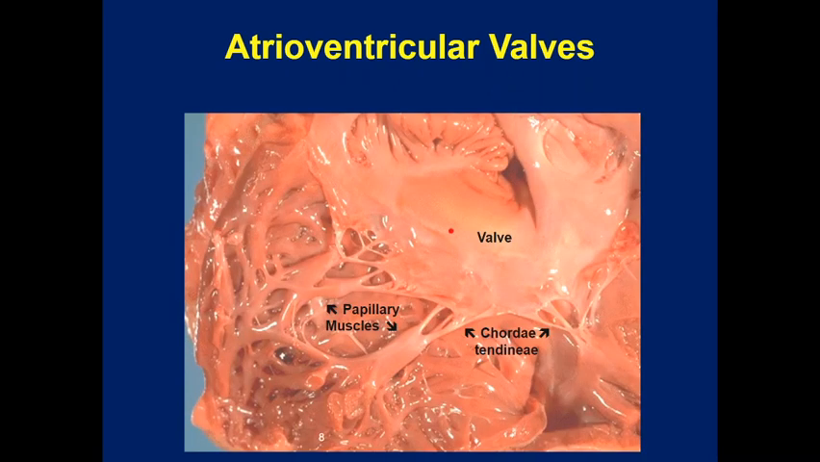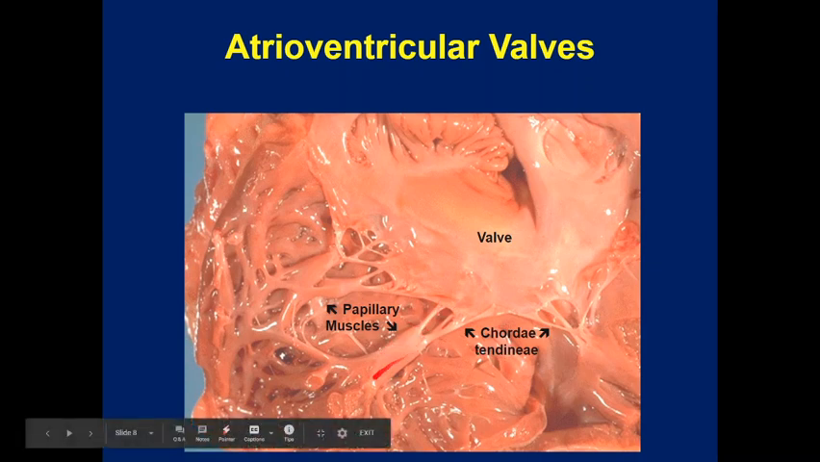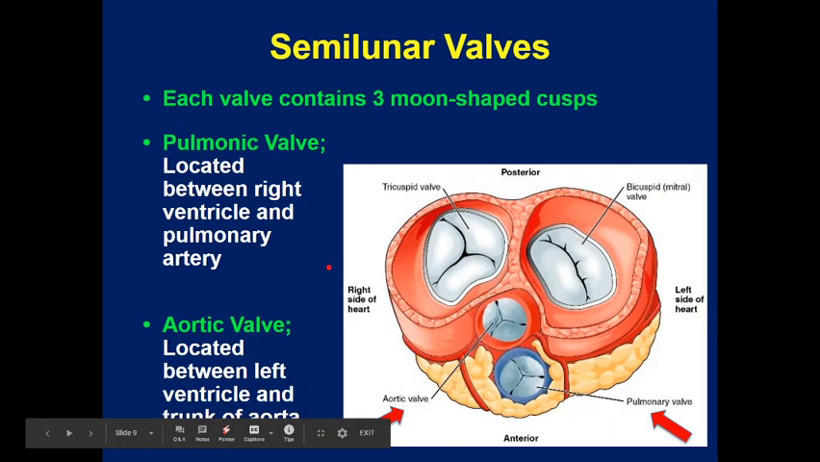And then kind of gross macroscopic things you can see, the valves have this nice thin membranous structure that are connected by these fibrous cords called chordae tendineae that are themselves attached to actual muscles, and they're like little papillary muscles attached to the wall of the heart.